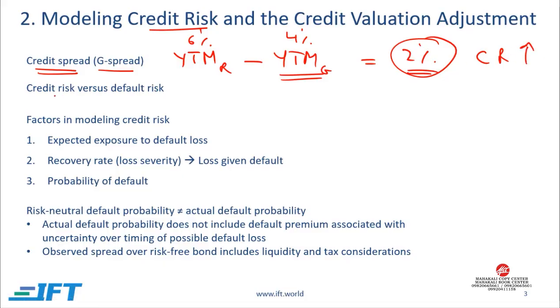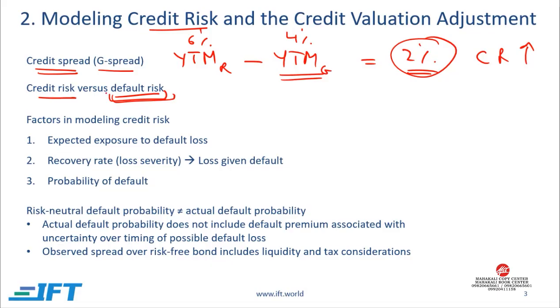We also need to draw a distinction between credit risk and default risk. Often these terms are used interchangeably, but in this reading they are considered different. Default risk is a narrow term focused on the risk of default. Credit risk considers the default and it also considers the loss if there is a default.